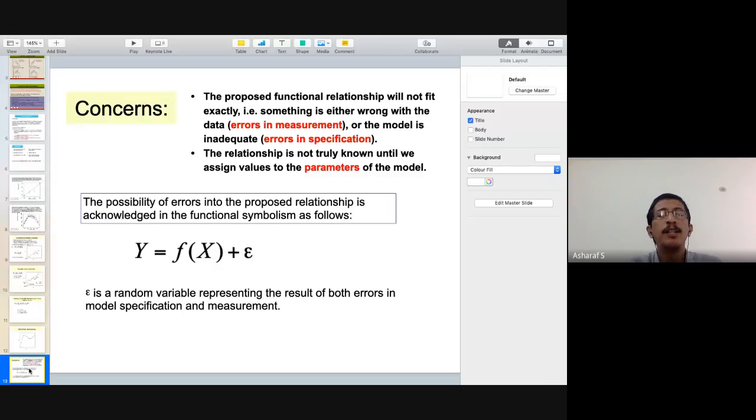Concerns, right? So we need to mathematically model that relationship, and let's assume that the relationship is linear. The proposed functional relationship will not fit exactly. That's one context that you need to consider, right? We have decided that okay, let's model this relationship. So there are primarily two aspects that you need to be worried about when you have decided to model this relationship. The first aspect is where do you get this data?